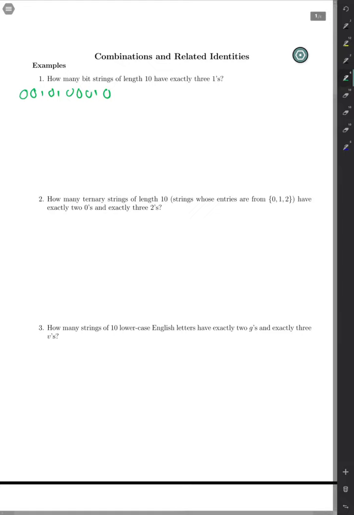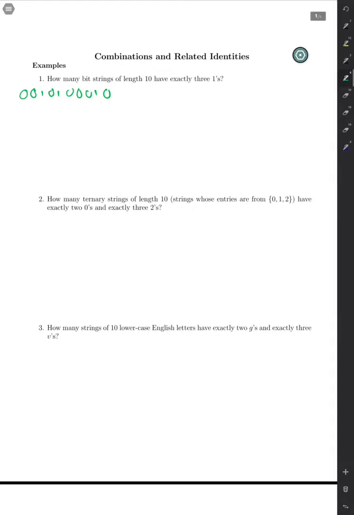So maybe pause and think about what it is we have to decide here to create such a bit string. What is it going to be characterized by? Okay, so pause and think about it. I'm going to go ahead now and continue.